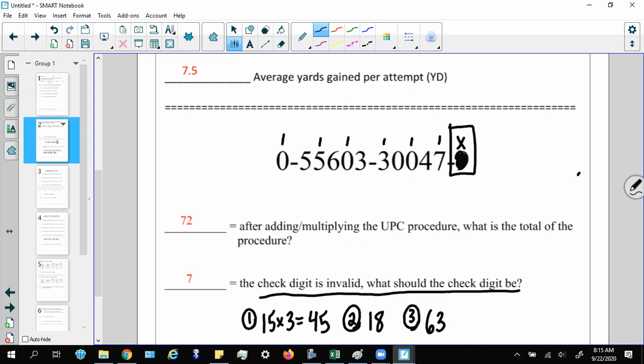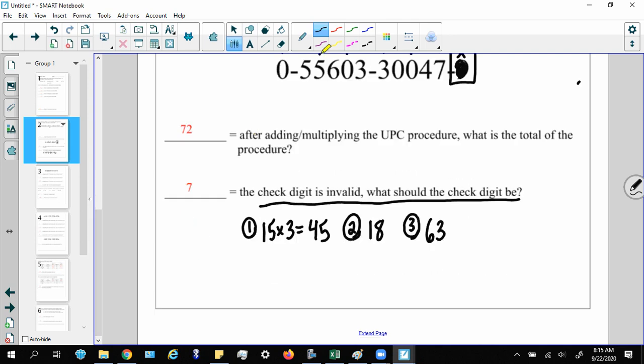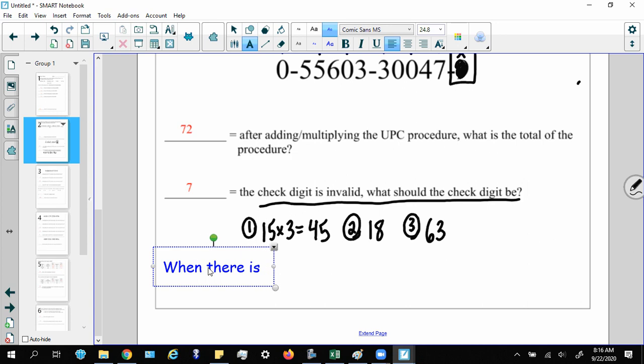Okay? So when there is an X, in fact, I should probably write this down to help you guys out. So let me kind of do this for a second. Let me type this. And this is something that you're probably going to need to pay attention to. And that is, when there is an X, you add up.